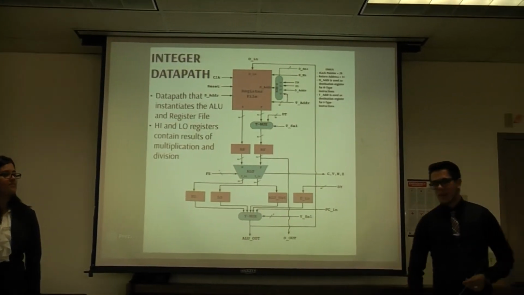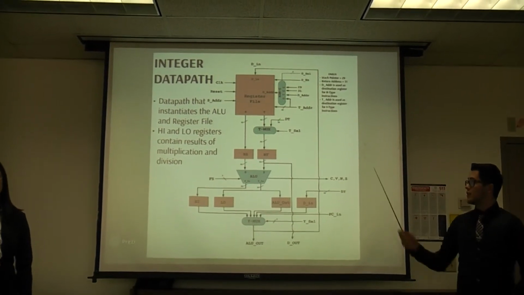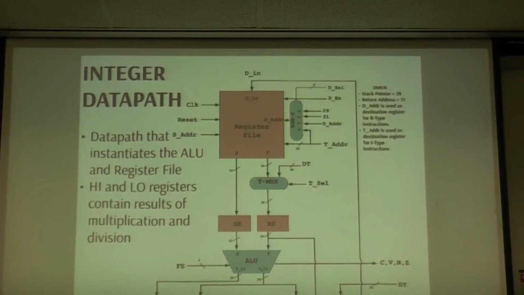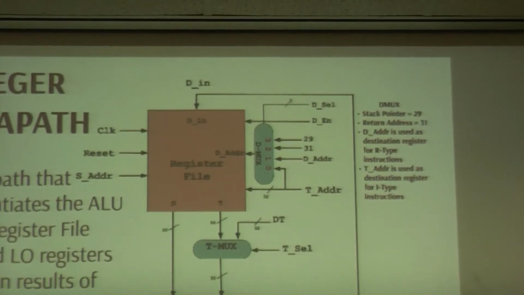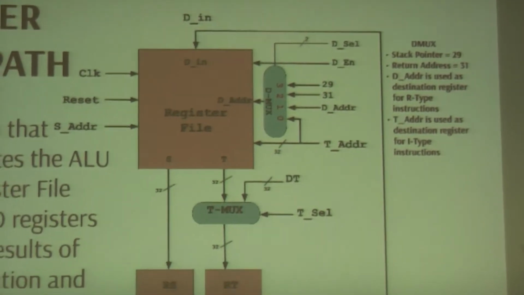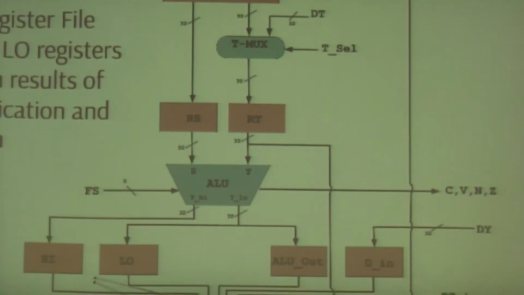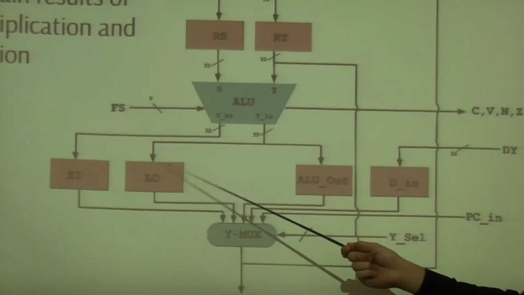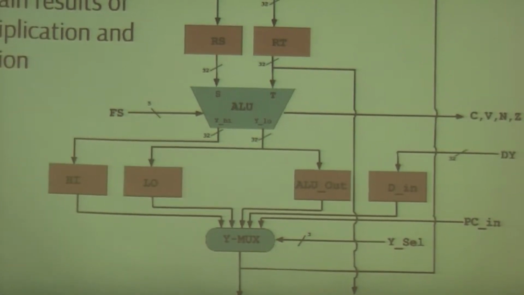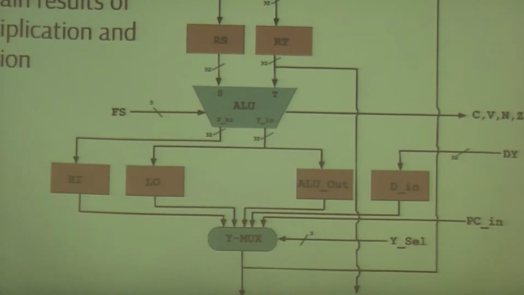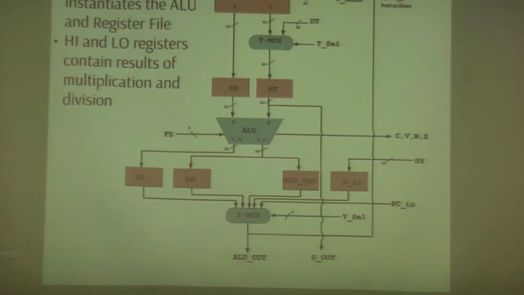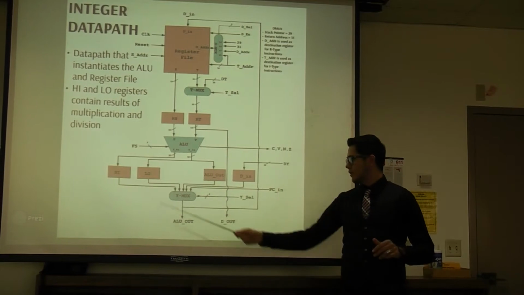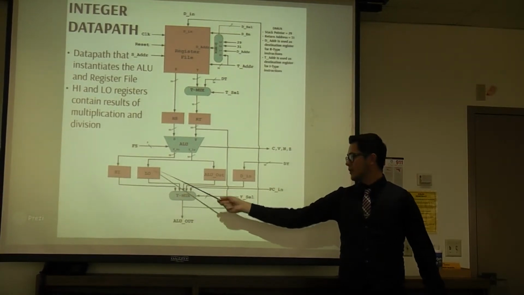So what the integer data path does, it instantiates our register file, which we will go more in depth into while this presentation goes on. And it also instantiates the ALU. And in the ALU we need to implement these two registers called the high and low registers. We use these two registers for division and multiplication. When we do multiplication, the product turns out to be 64 bits, so we have to split the product into two, and we have 32 bits here, 32 bits here.